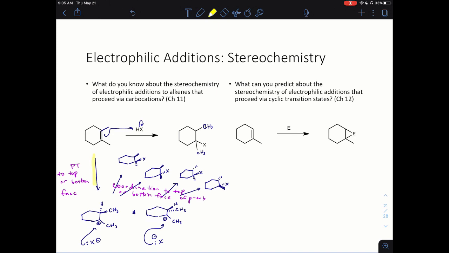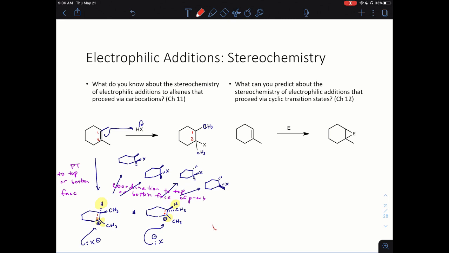So we have proton transfer or electrophilic addition in the first step. And this can happen to either the top face or to the bottom face, so to the bottom face or to the top face of the alkene. And carbons 1 and 2 are exactly the same, so I just protonated carbon 1. That generates this tertiary carbocation, and now the carbocation is going to react.